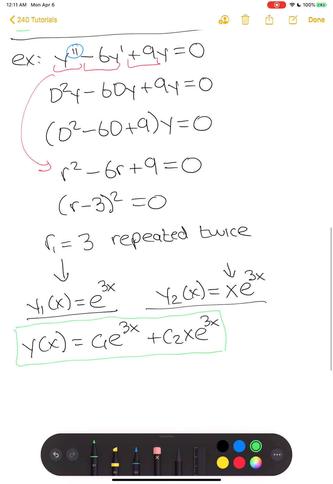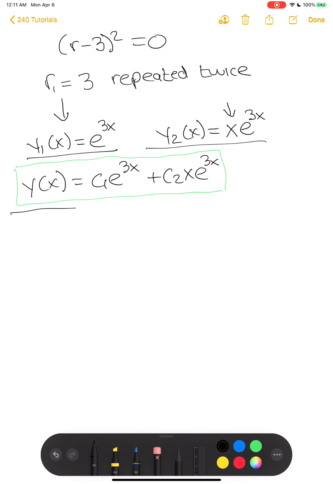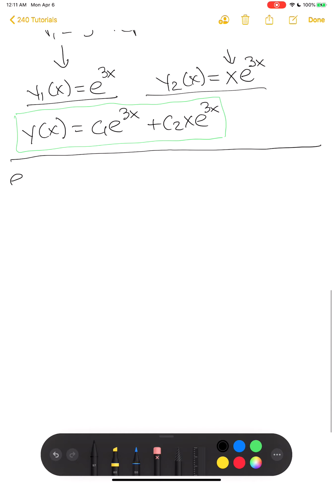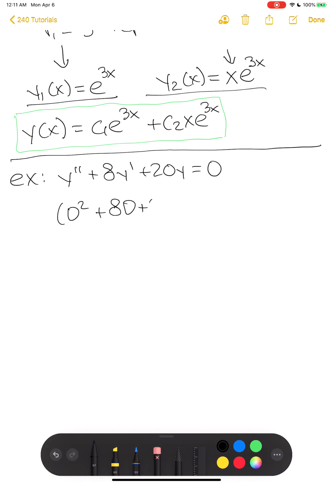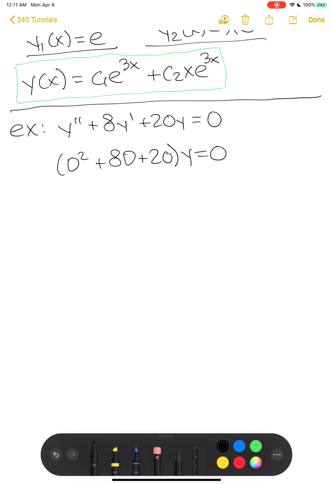Okay? And the last case, the case everyone hates. Let's do an example of it. Let's do y double prime plus 8y prime plus 20y is equal to 0. Okay, so again, let's do that auxiliary polynomial stuff, just so everyone's really clear about it. D squared plus 8d plus 20 applied to y gives me 0 is my polynomial differential operator, and then my auxiliary polynomial is this.